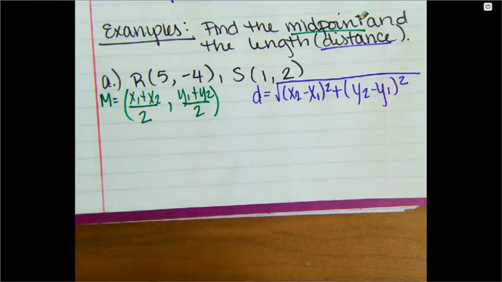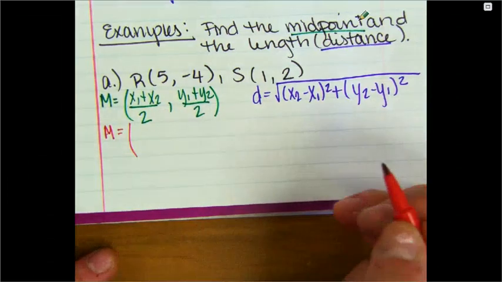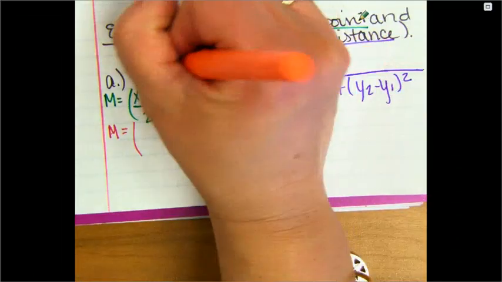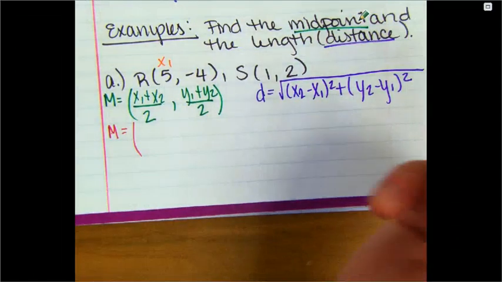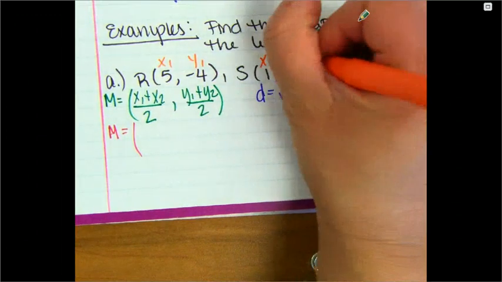Who has midpoint? Raise your hand. Only 5 of you have midpoint. Let's do midpoint really quick, see if you're right. We say capital M equals, what's your x1? 5. We should probably label those. All right, so 5 is x1. What is your negative 4? Y1. This is X2 and Y2.